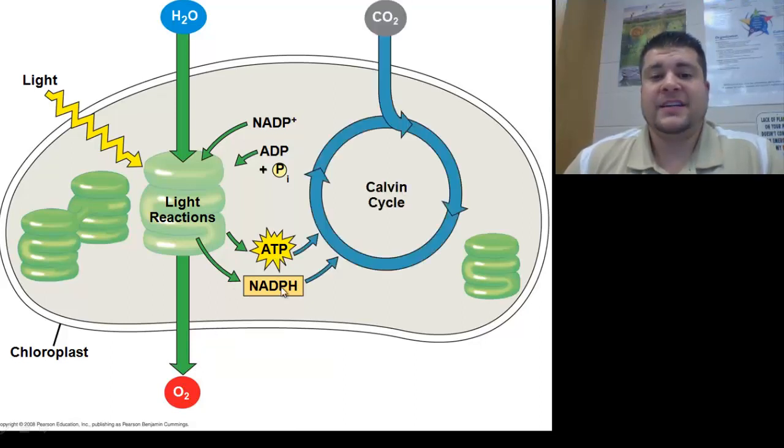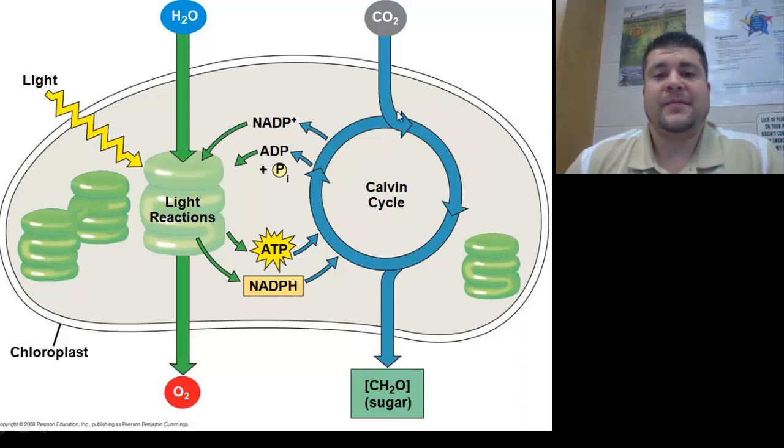And then that ATP and NADPH will actually rearrange molecules in the Calvin cycle, which will eventually get us sugar. And that's being made from carbon dioxide. And so then when we get sugar out, we'll also leave out NADP+ and ADP, which will go back to the light reactions. And to conclude, we have the light-dependent reactions and the light-independent reactions, meaning they don't have to use light.